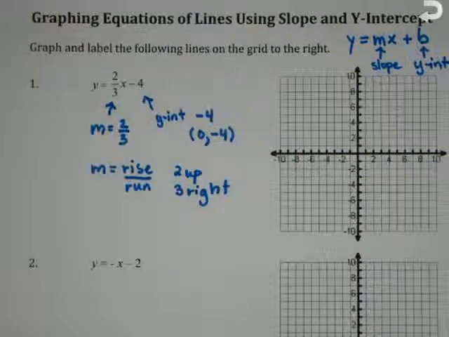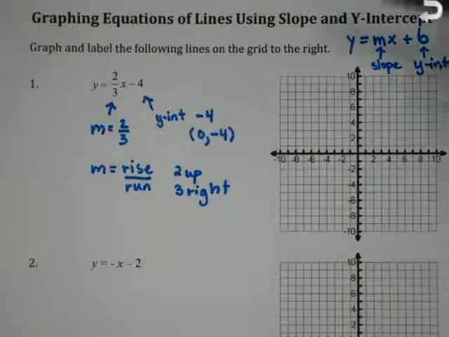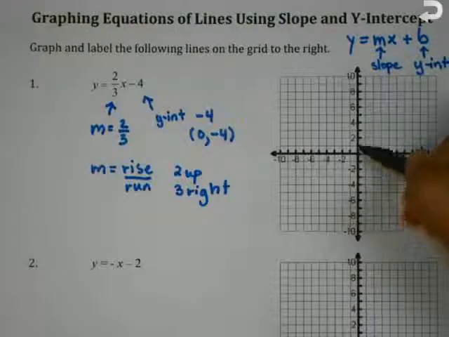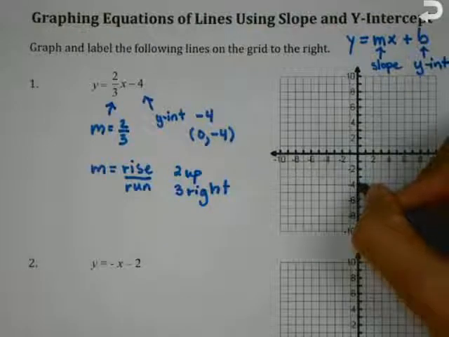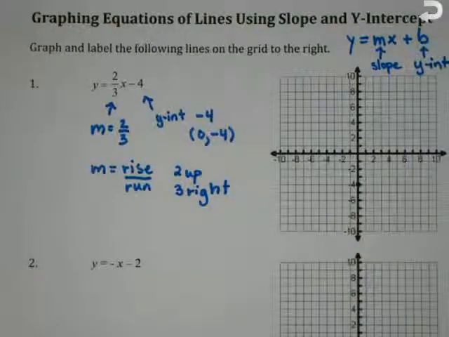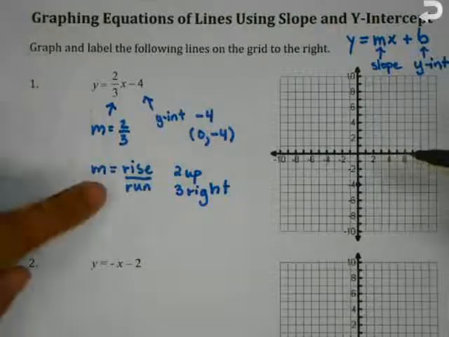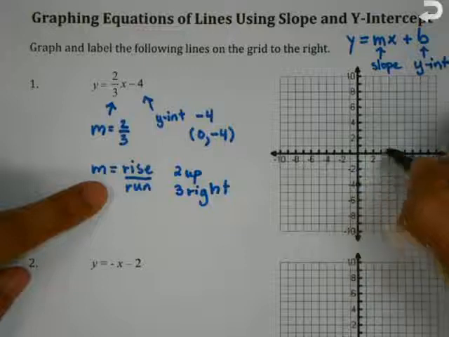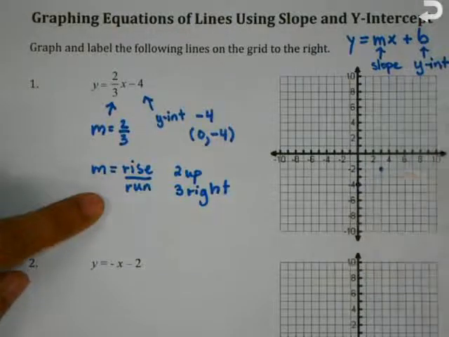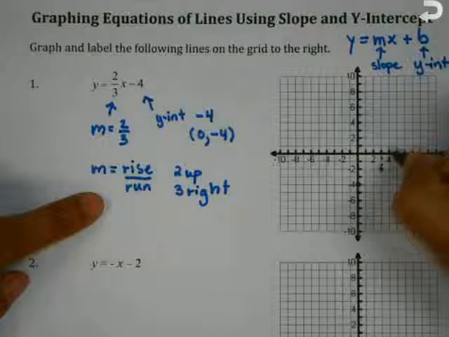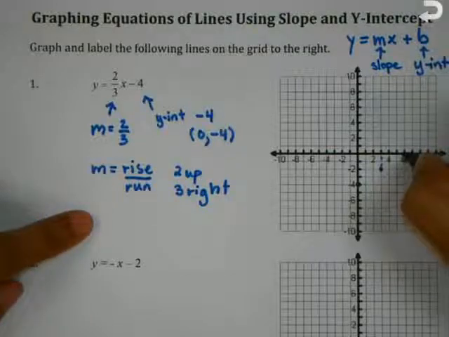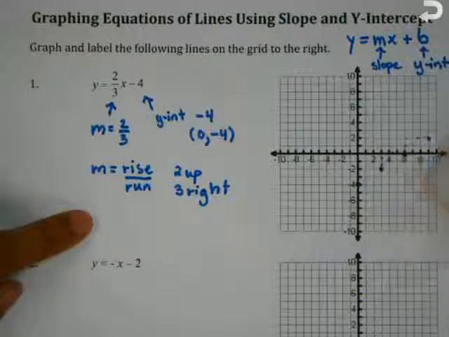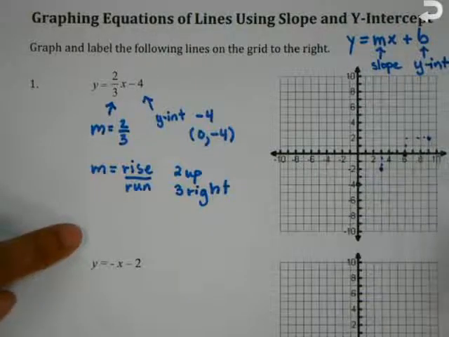So to start, we need to plot our y-intercept first. In this case, (0, -4). Start from 0, the center, and plot our y-intercept, which is right here. Now we use our slope to help us graph. From this point, we need to go up 2, over to the right 3, and we plot a point. Up 2, over 3, and plot a point. Notice that all your points line up in a straight line.